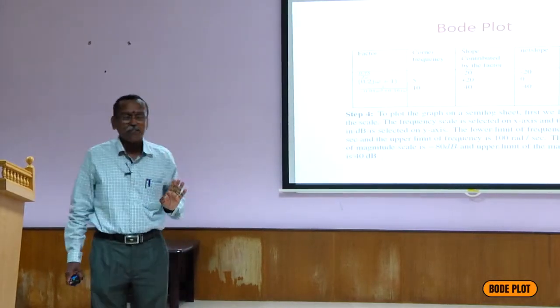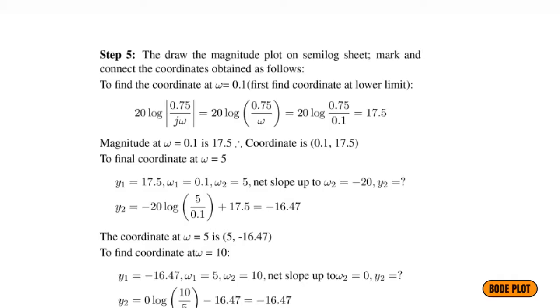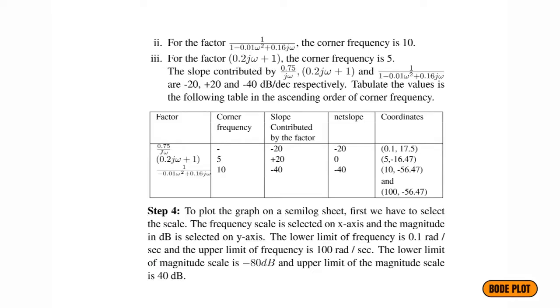y1 is 17.5, omega 1 is 0.1, omega 2 is 5, net slope up to omega 2 is minus 20. What is y2? y2 equals minus 20 times log of 5 by 0.1, omega 2 by omega 1, plus 17.5, which is minus 16.47. The coordinate at 5 is (5, minus 16.47). These are the coordinates. Next, the next factor is a quadratic factor.